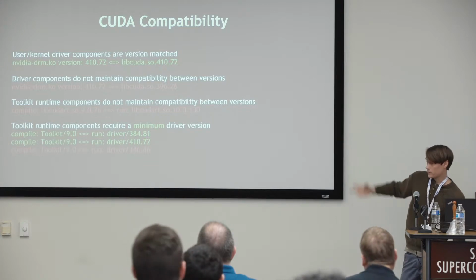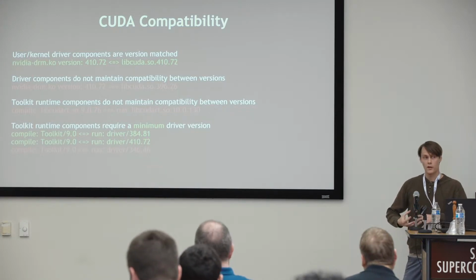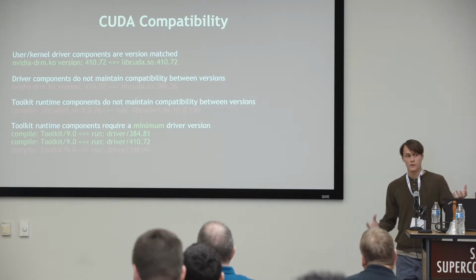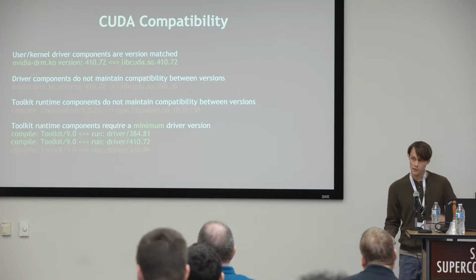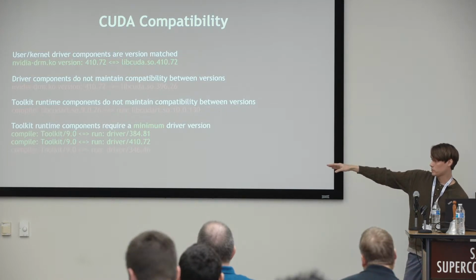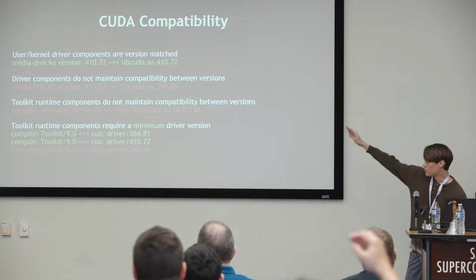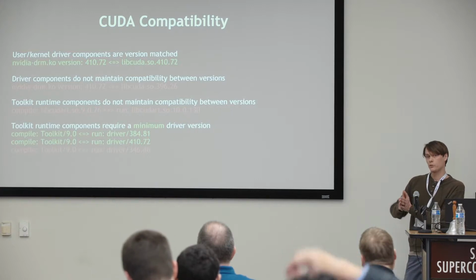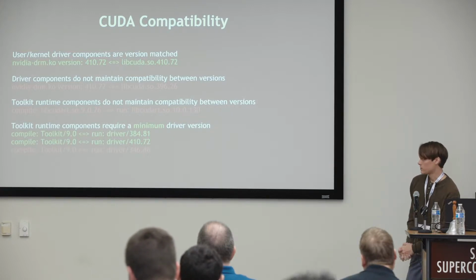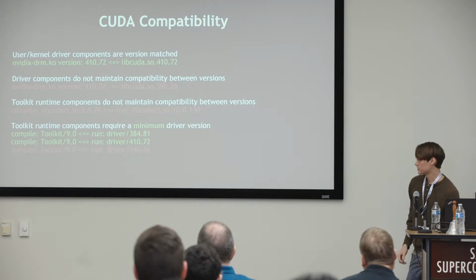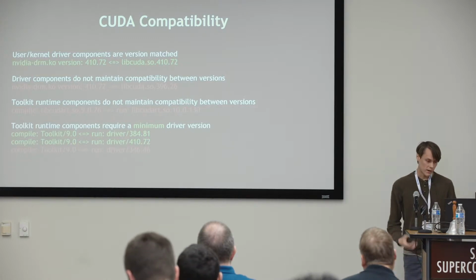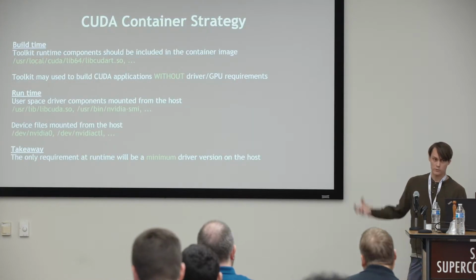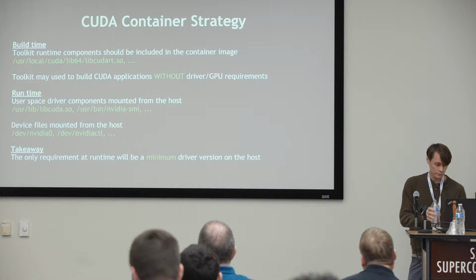Additionally, there are some constraints imposed between the toolkit and the driver. For a given toolkit, there is a minimum driver version required. For instance, if you compile an application with the CUDA 9 toolkit, the minimum driver is 384. It can run on a host with newer drivers, like 410, but it cannot run on older drivers, such as 346. So if we take all of these constraints, we can develop a strategy for building our container.